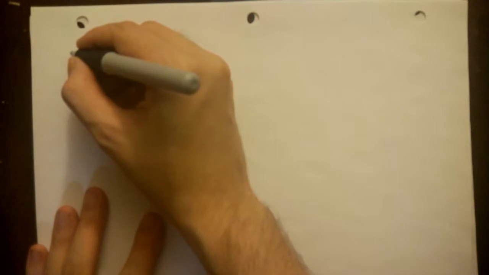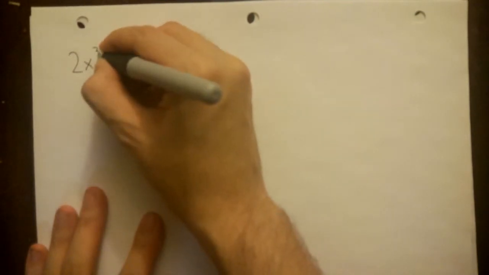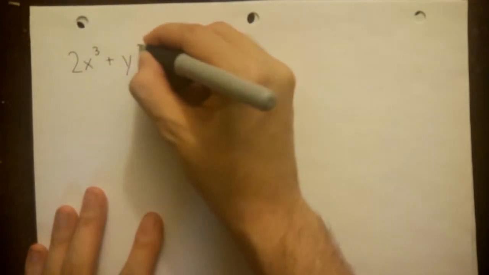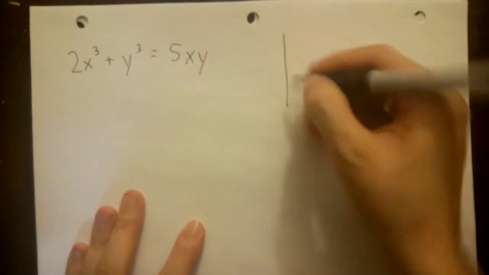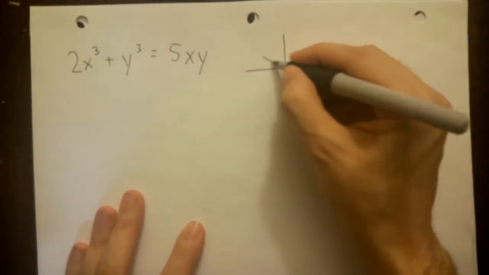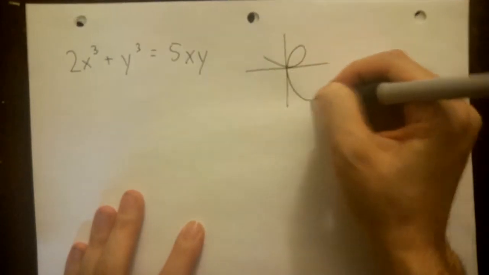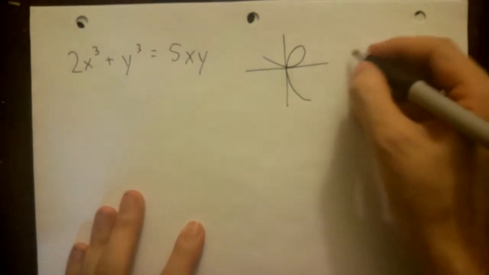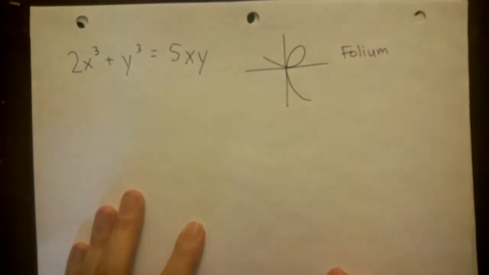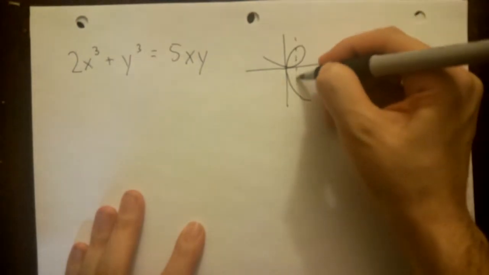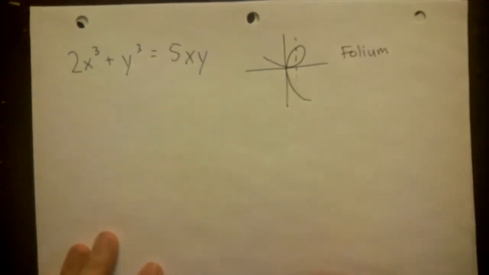For example, let's look at the curve given by the equation 2x cubed plus y cubed is equal to 5xy. What this curve looks like when graphed is something like this, and it's known as a folium. And you can see that this is not a function. It doesn't pass the vertical line test.